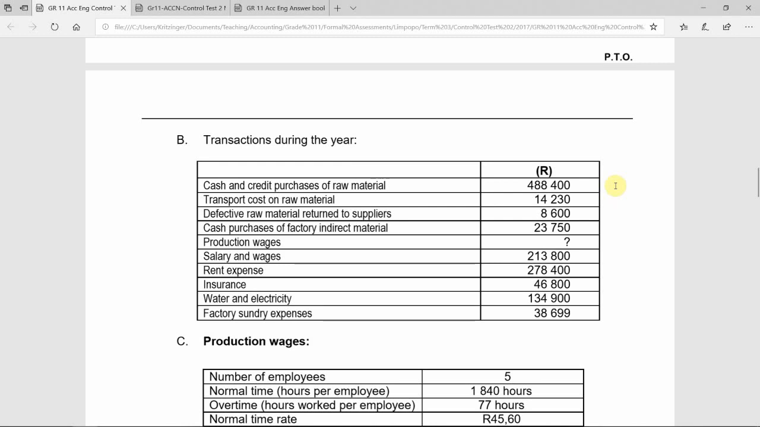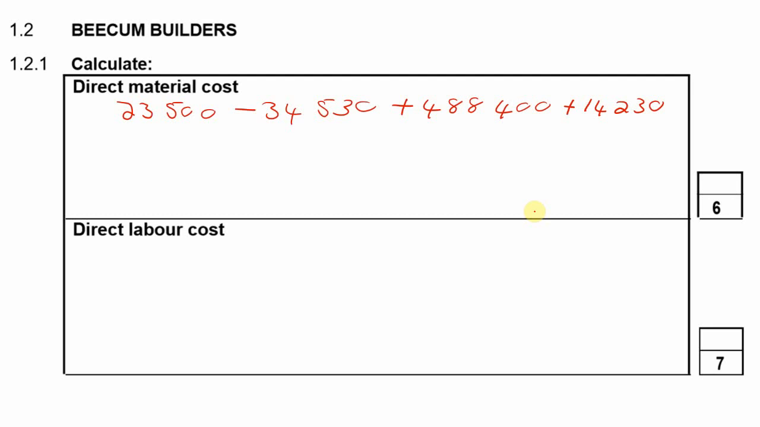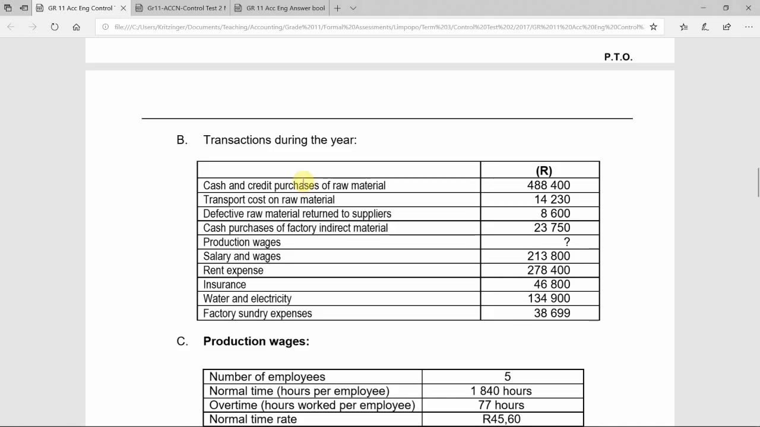Defective raw material returned to suppliers. So now our raw material use for the year will decrease. It was part of what we purchased. It's already included there, but now we have to take it away as we send it back to the suppliers. So therefore we did not use it. It will have to reduce. So we will have to subtract 8,600.